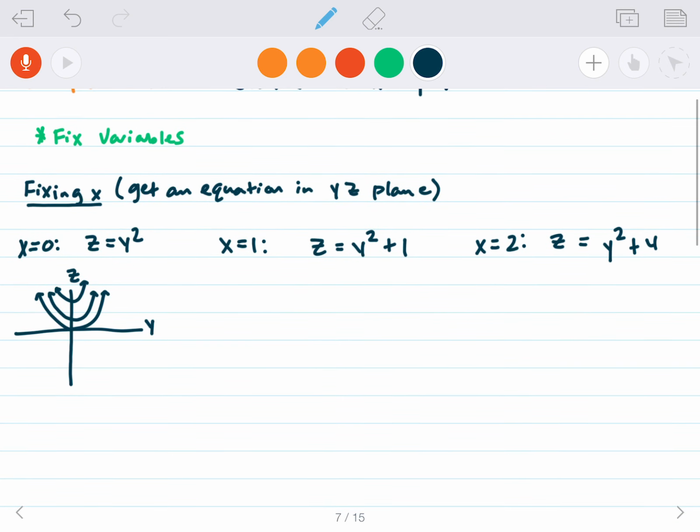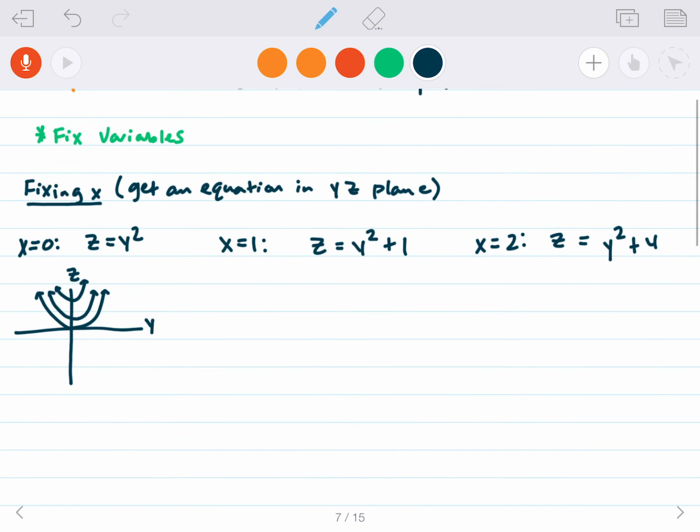Let's try seeing what happens in the XZ plane. So let's go ahead and fix y. So when we fix y, we're looking at this in the perspective of the XZ plane.